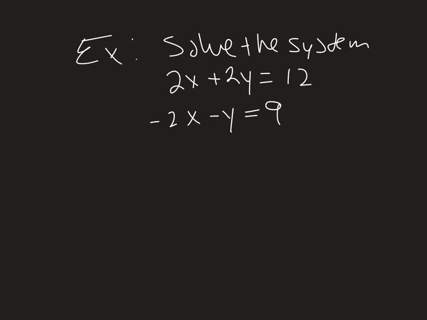So elimination, I think the best way to do it is to look at an example. So let's say we wanted to solve this system that's up here. We have 2x plus 2y equals 12 and negative 2x minus y equals 9.